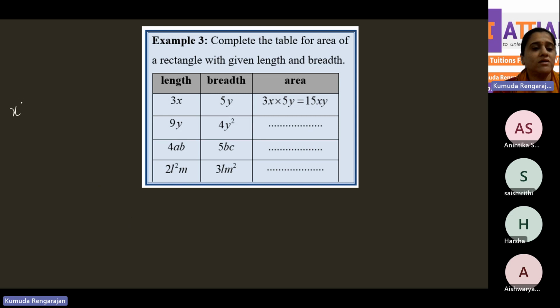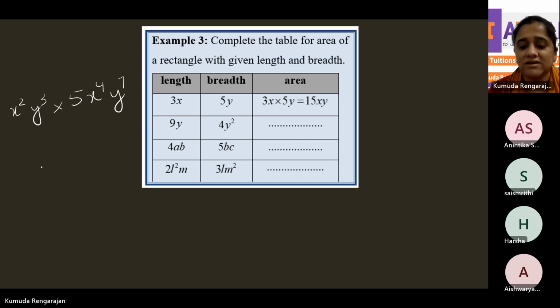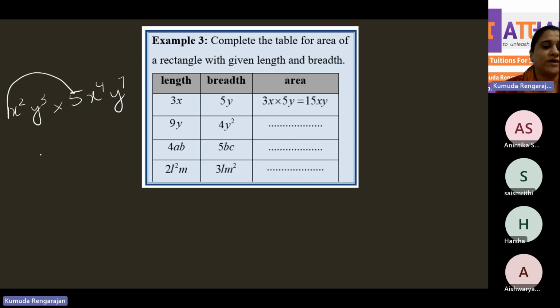Now Shivam will tell us what is x square y cubed into 5x to the power 4, y to the power 7. Yes, quickly. What's the product? Write the numerical part first. Yes, Shivam. So 5, there's 1 here. So 1 into 5 is 5. All right. I know you know it, but you're hesitant to say. 1 into 5 is 5.